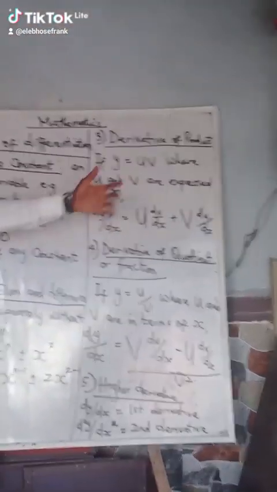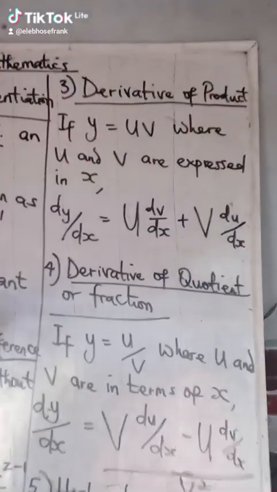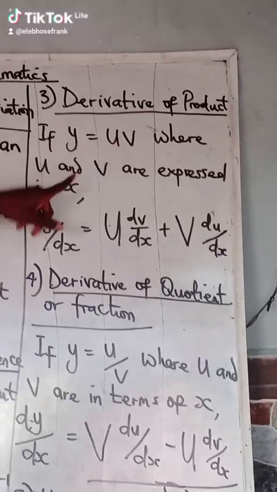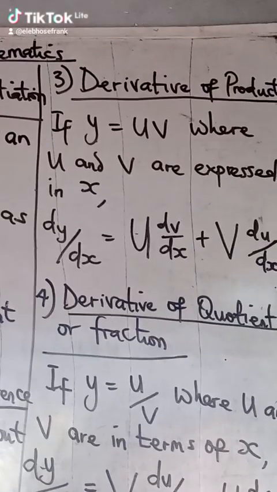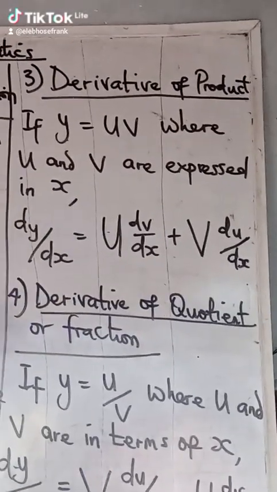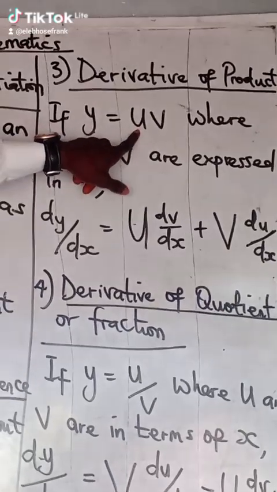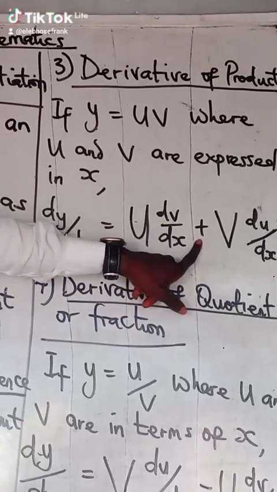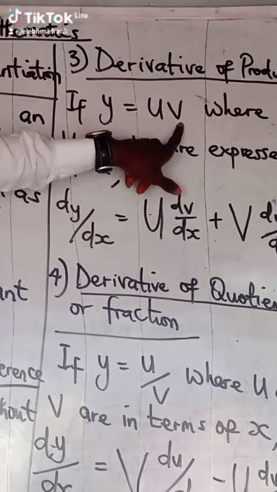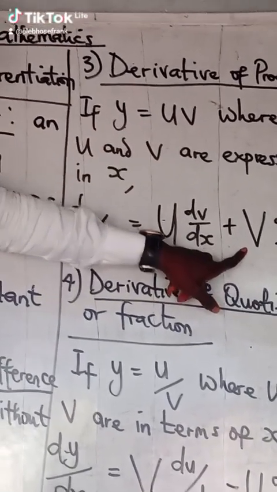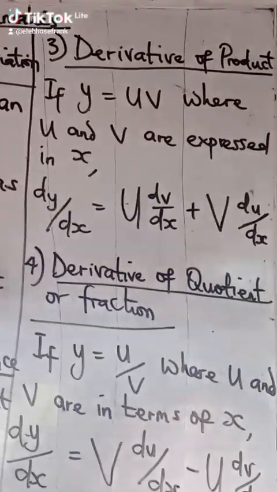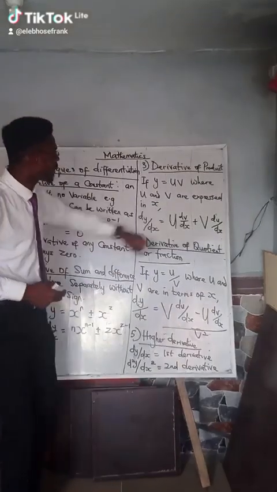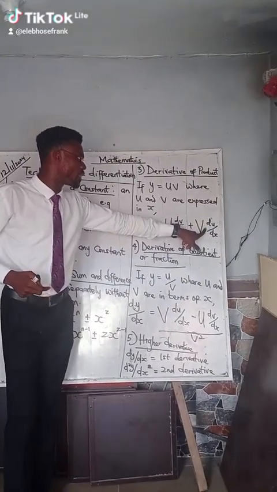Now, derivative of products. Products simply means multiplication. How do we differentiate products? Take as an example, if y equals uv, where u and v are expressed in terms of x, how do we differentiate them? First, you keep the first constant, that's u, then you differentiate v, then plus sign, then you keep the second constant, that's v, and you differentiate the first. So we keep the first, differentiate the second, plus we keep the second and we differentiate the first.